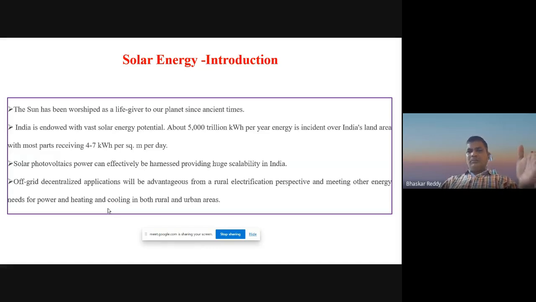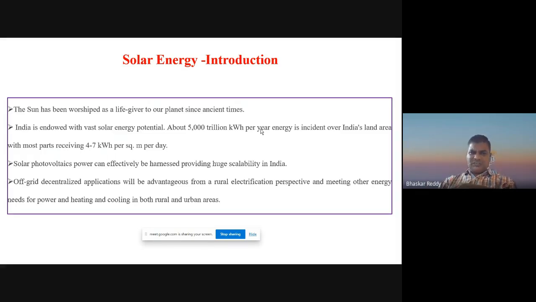By using this solar, we can generate a major share of the electrical energy in India. Not only that, we can make use of the wasteland in India. The slide indicates that we are getting almost 5,000 trillion kWh per year of energy incident over India's land area.